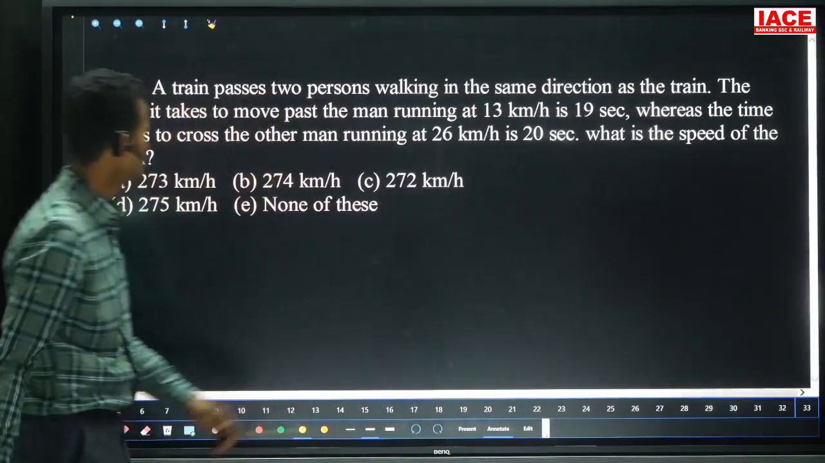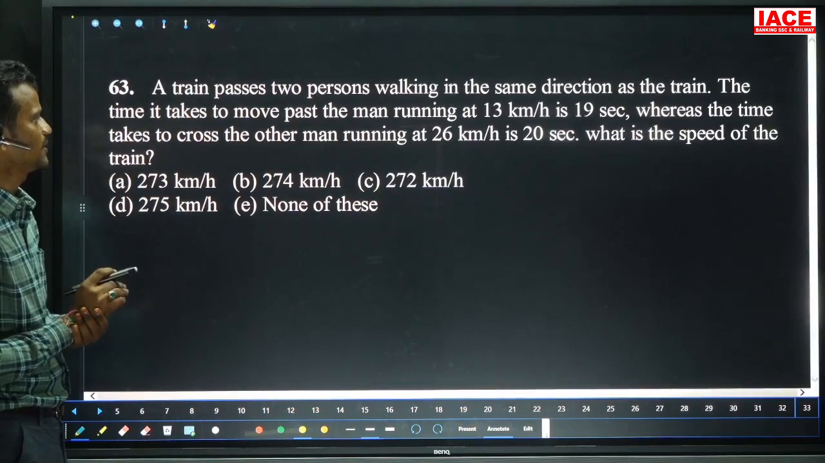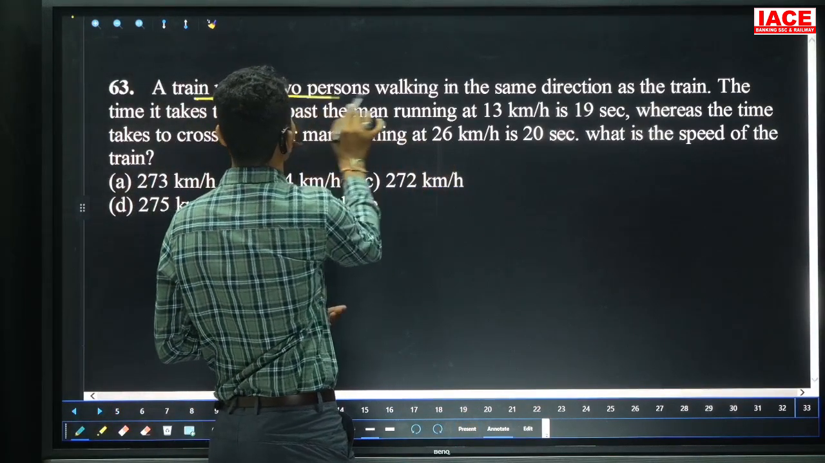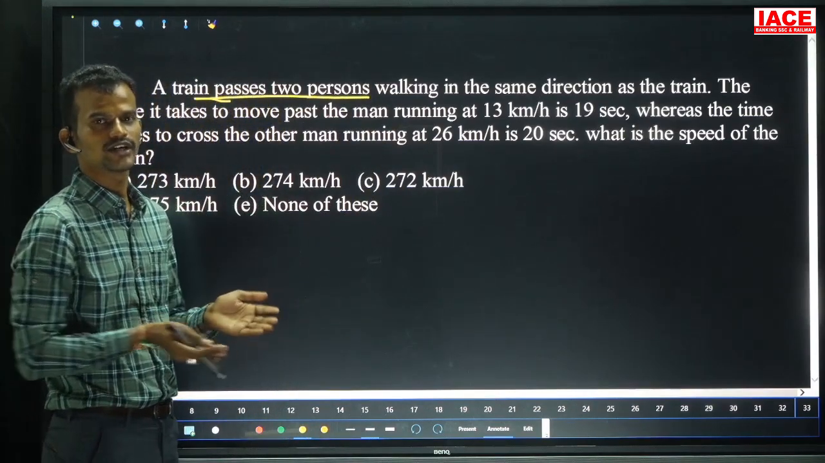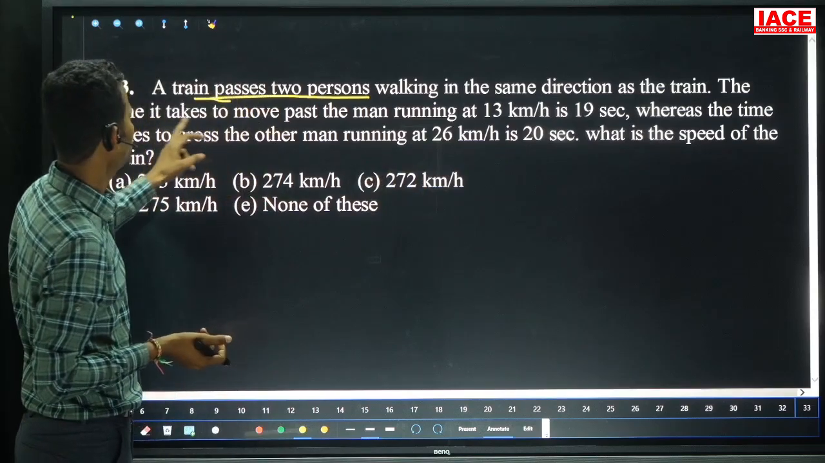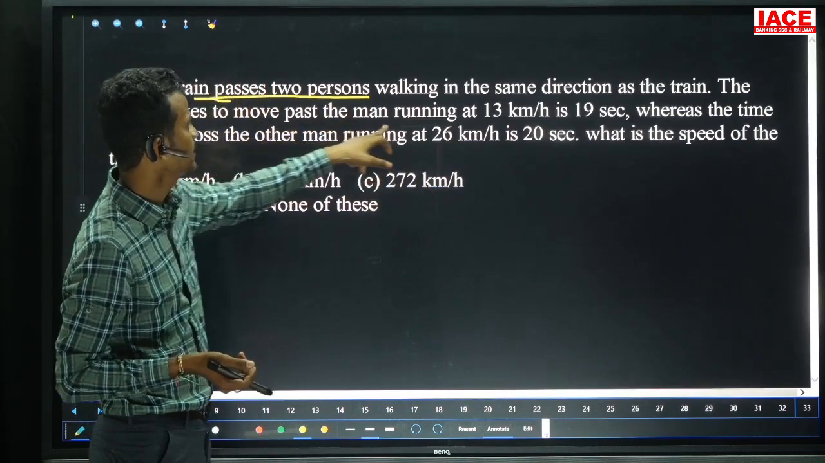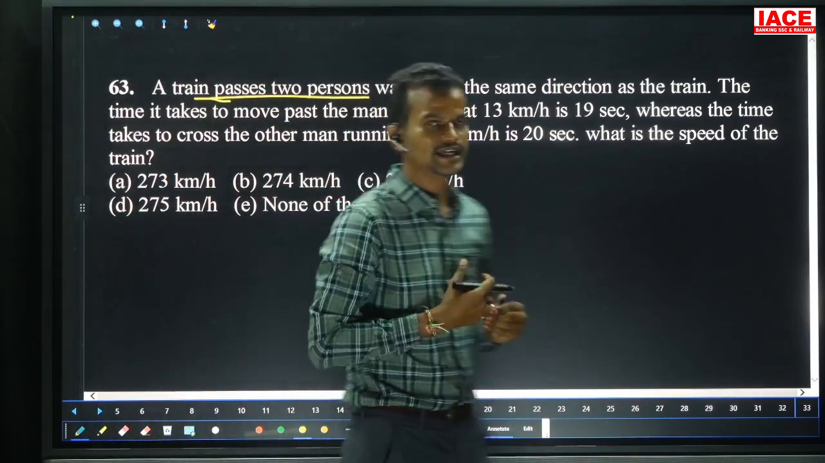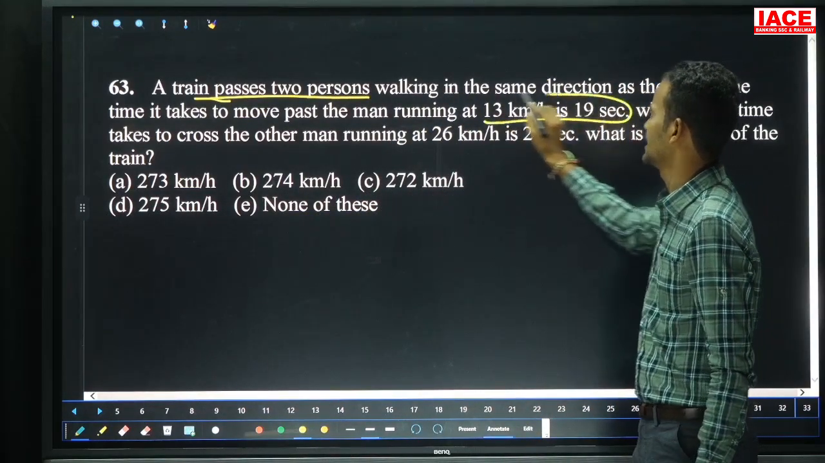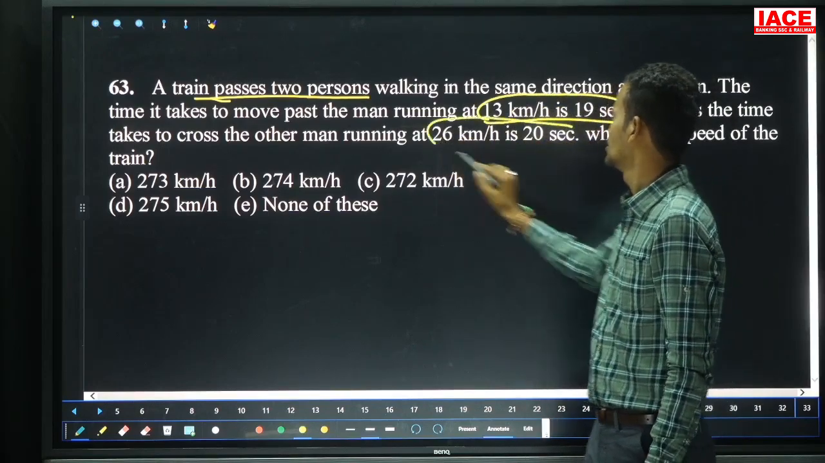What is the next question given? A train passes 2 persons walking in the same direction. So train and persons, 2 people. The train and the persons are going in the same direction, which means speeds are subtracted. The time taken to pass the man running at 13 km per hour is 19 seconds. That means the train first crosses the first person in 19 seconds, the second person in 20 seconds.